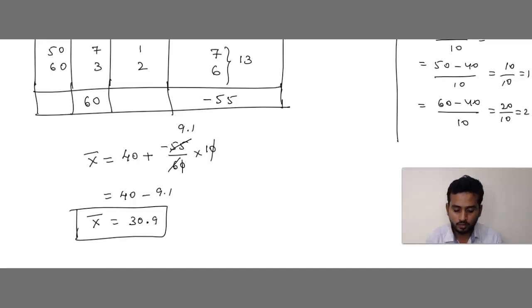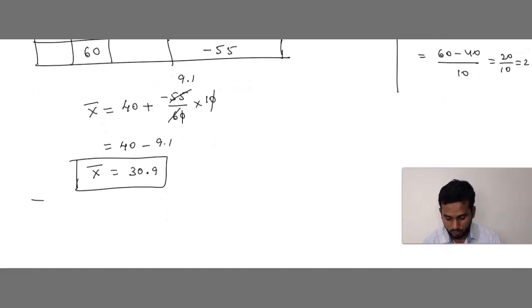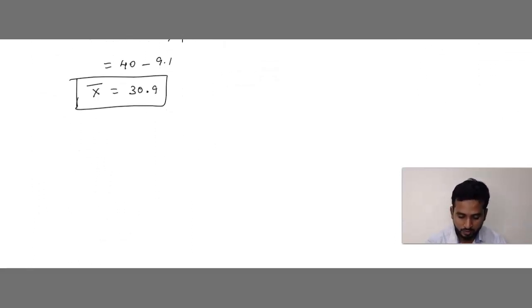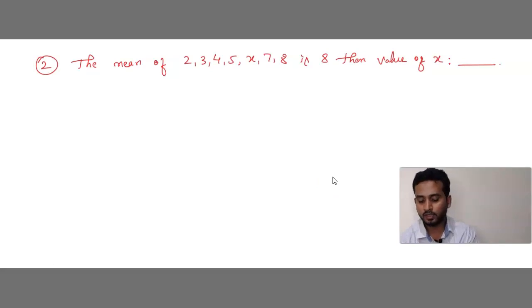Any doubts? Okay. Now apart from this, I just like to tell you one more thing. Suppose if the question comes like this, how will we solve? Question number 2. See children, if the mean of 2, 3, 4, 5, x, 7, 8 is 8, then the value of x is, he's asking us the value of x. So he has given the mean. The mean of all these numbers is 8. That is x bar is equal to 8. Now he is asking us to find the value of x.